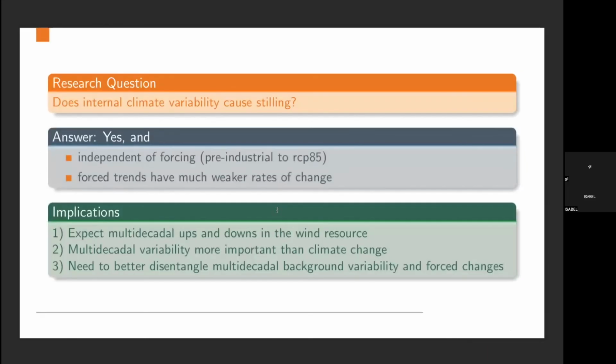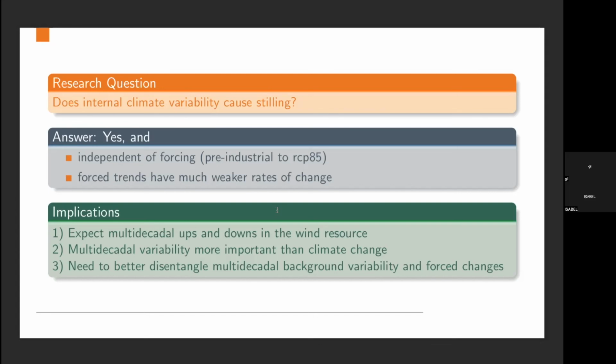So let me wrap up. The research question was whether internal climate variability causes stilling. The industry question would be, can we expect these trends to continue, or do we have to expect ups and downs? And what we found is that it's indeed internal variability that can explain the trends in the observations, and that climate change, so the forced trends, have a much weaker rate of change. And I would argue that has 3 different implications for applications.